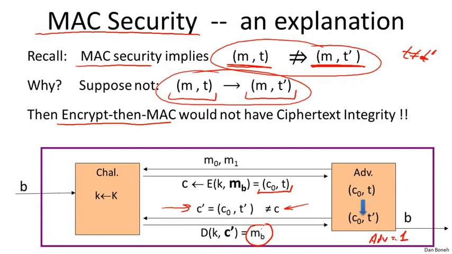And so again, if our MAC security did not imply this property, then there would be a chosen ciphertext attack on encrypt-then-MAC, and therefore it would not be secure. So the fact that we defined MAC security correctly means that encrypt-then-MAC really does provide authenticated encryption. And all the MACs that we discussed actually do satisfy this strong notion of unforgeability.